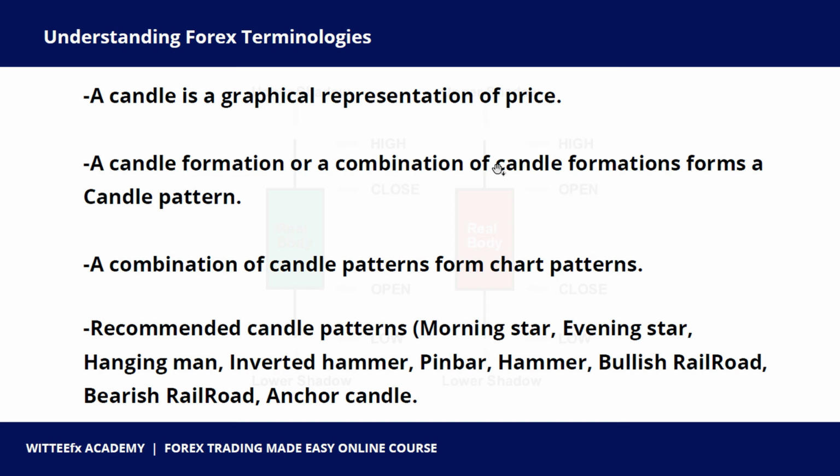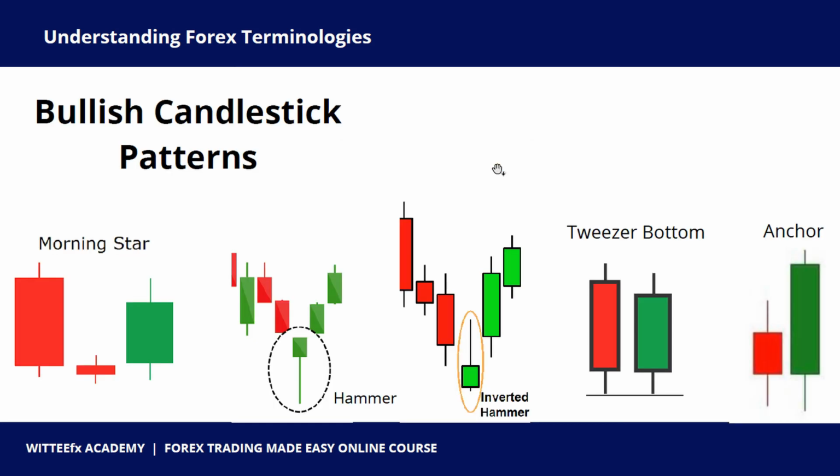So on my list I have the morning star pattern, the evening star pattern, the hanging man, the inverted hammer, the pin bar, the hammer, the bullish railroad, the bearish railroad, and the anchor candle. You could always go on Google, or you could check the book posted in the private group on each and every one of these candles, how exactly they are formed, and how exactly to identify them much better. So this is a representation of the candle patterns I just spoke about, but now we are grouping them into two distinct groups. The first group are the bullish candle patterns.